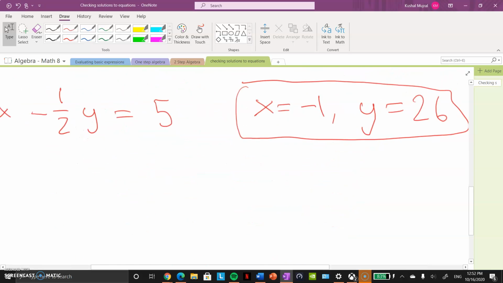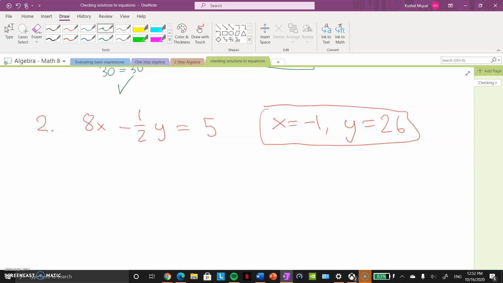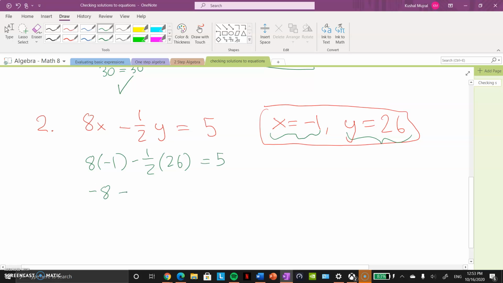Let's take a look at this over here. 8x minus 1 over 2y equals 5. X equals negative 1 and y equals 26. So we're going to plug in 8 times negative 1 minus 1 over 2 times 26 equals 5. So 8 times negative 8 is negative 8. And 1 over 2 times 26 is minus 26 over 2 equals 5. I don't know why I put a bracket there.